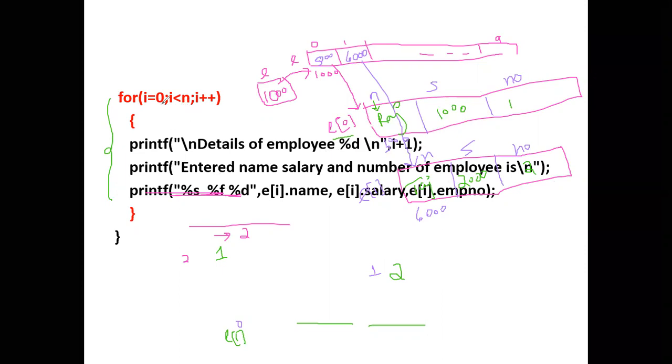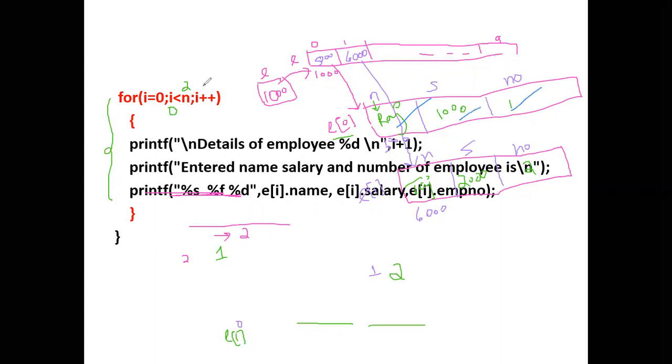So here I is equal to 0, I less than n. What is the value of n? N is 2. So we'll start with I is equal to 0. So enter details of employee I plus 1, that is 0 plus 1, 1. Same way, instead of scanf, here you will have a printf statement. E0 of name, what is E0 of name? It will be printing Raj. Next, E0 of salary, it will be printing salary. Next, it will be printing employee number.